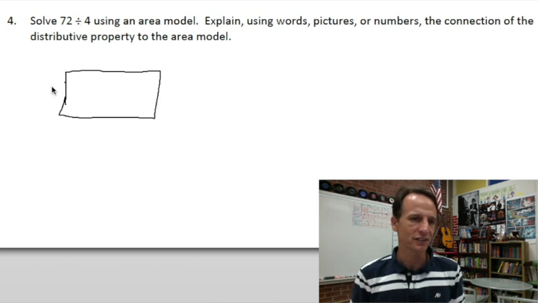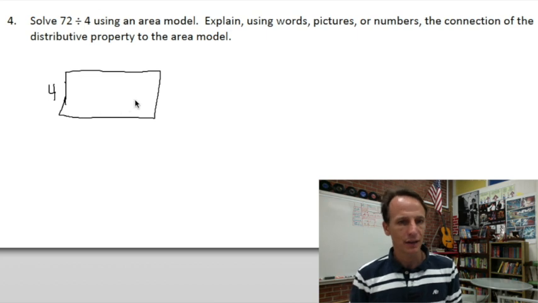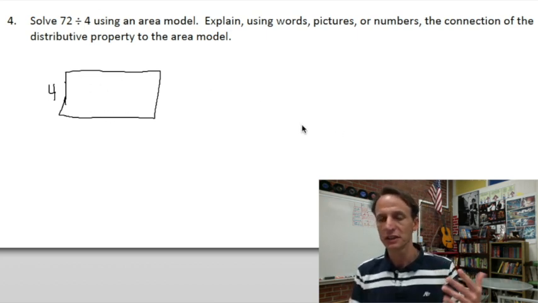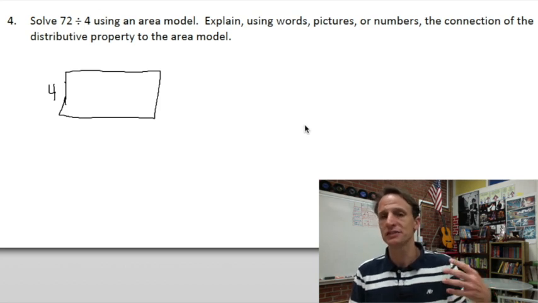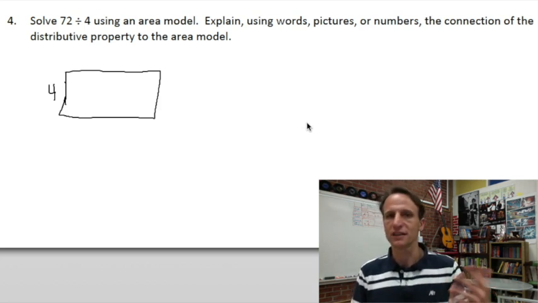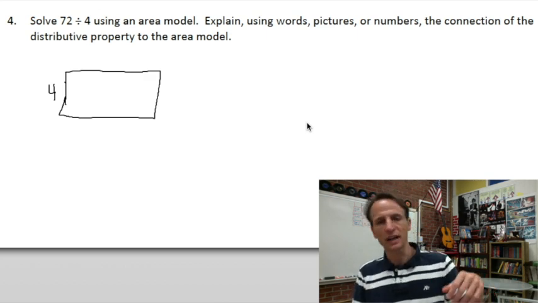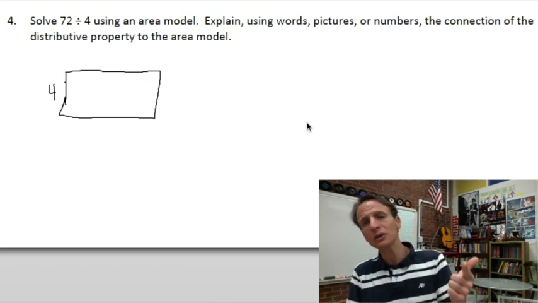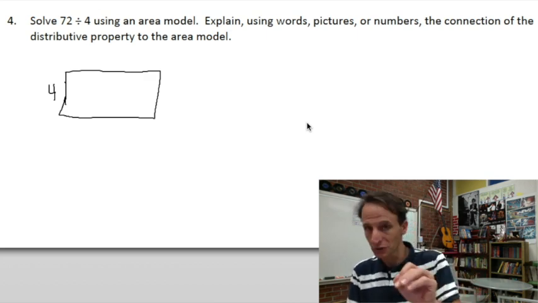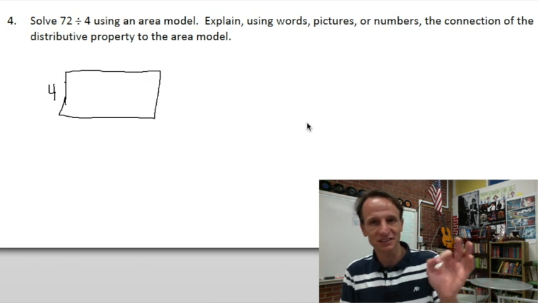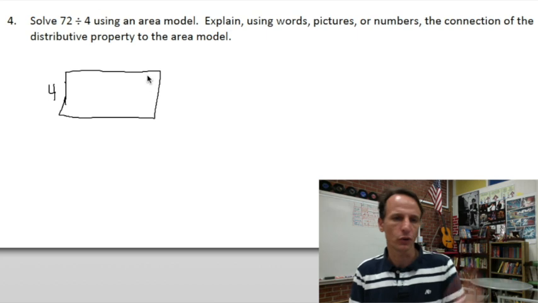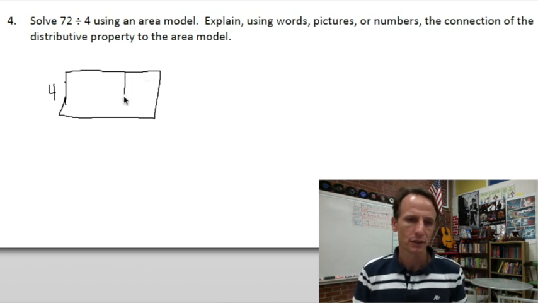And we know our divisor is 4. Put that over here as our length. Now, our area here is 72, but we're going to ask ourselves, and this is just my way of putting it, how many tens of 4s in 72? So we'd say, okay, well, 10 4s is 40. Can we go to 20 4s? 20 sets of 4s. Yeah, well, that would be 80. That's too much. Okay, so 40 is what we can do.